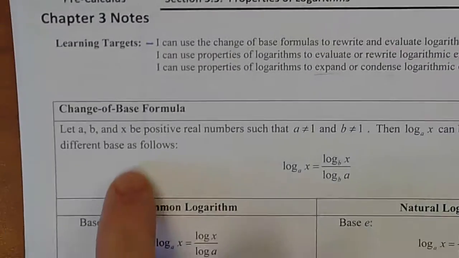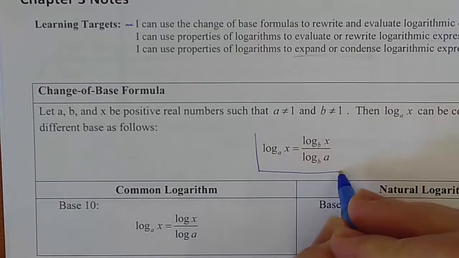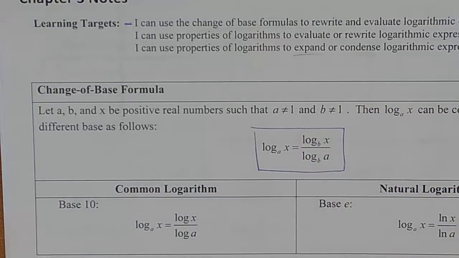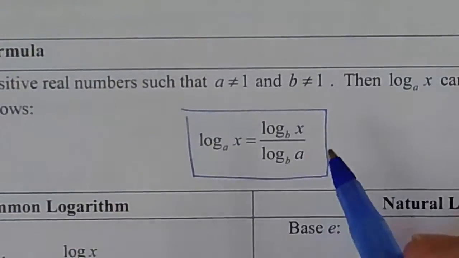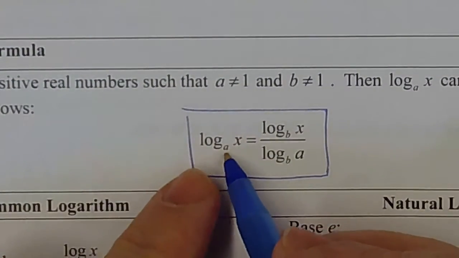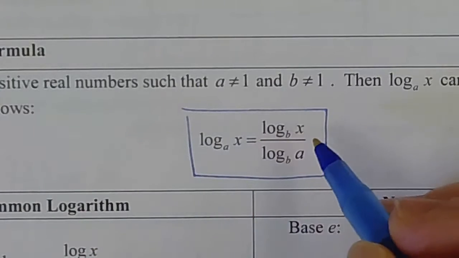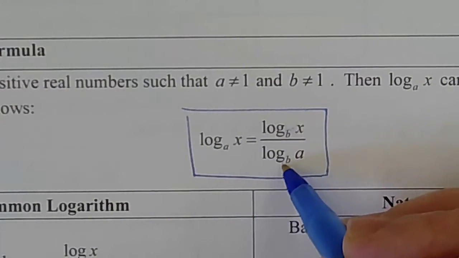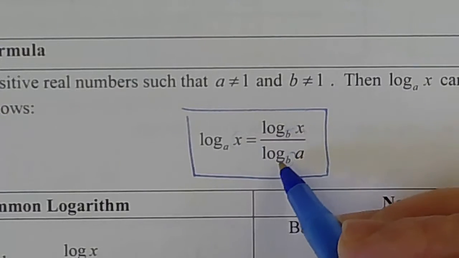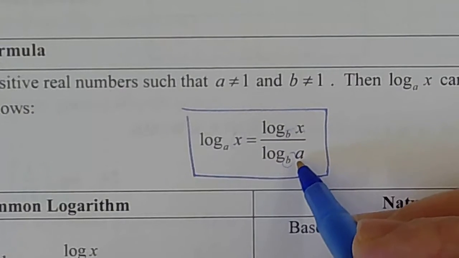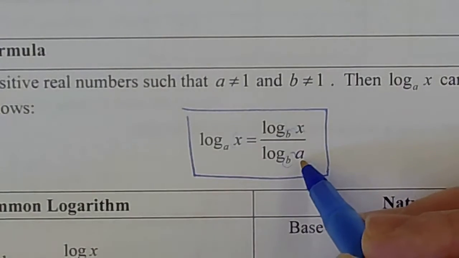Okay, so here's the change of base formula right here. Okay, let's take a close look at it. What is it asking us to do? It says, when I have log base a of x, what I can do is choose any base I want. I take the log of the argument on top and I divide it by the log of the base. And how is that helpful? It's helpful for plugging things into the calculator. Our calculator is only programmed for base 10 and base e. Okay, so here's what I mean by this.